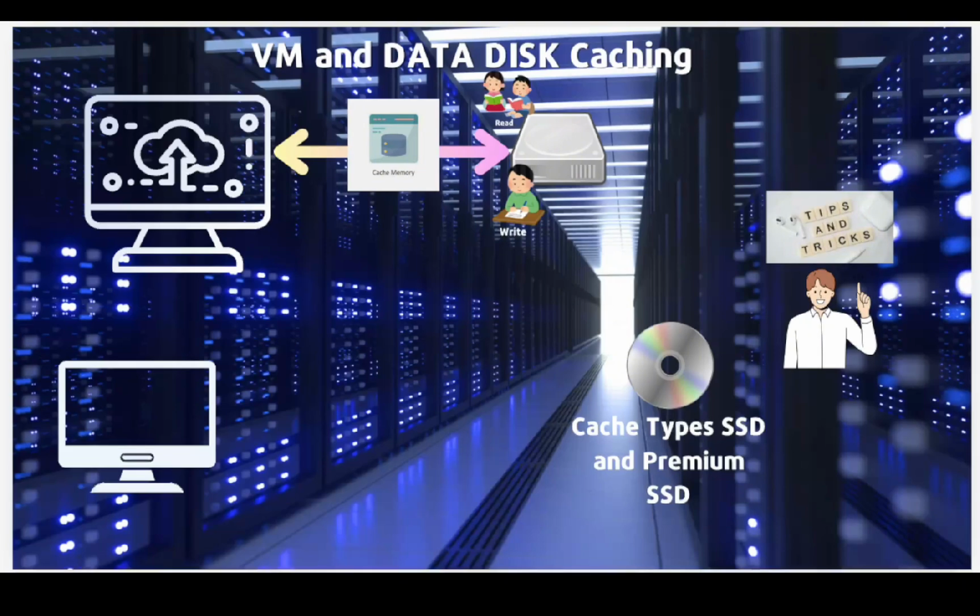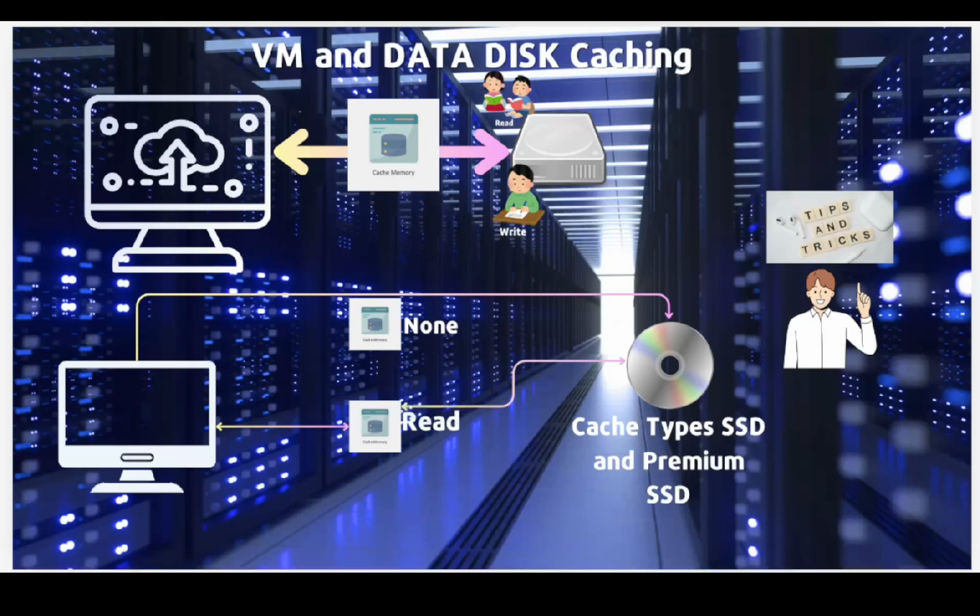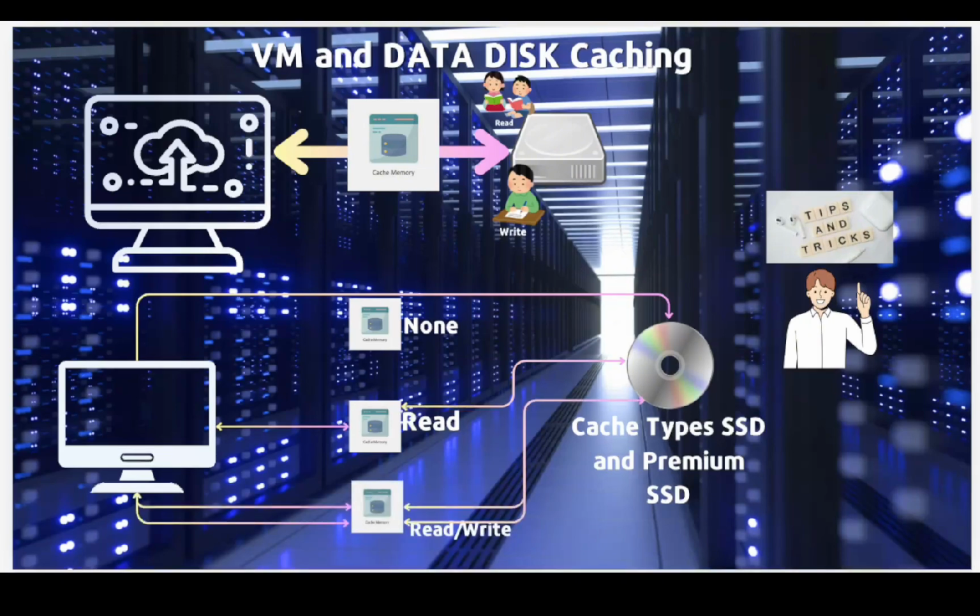Following are the possible cache types in standard and premium disks. You can go for none, which means the cache storage will completely be skipped and the data will directly be written on the disk. You can go for read, which means the write operations will not be cached. The only operations which will be cached are reads. You can also go for read write. This is the default option. Read write is always going through the cache memory.